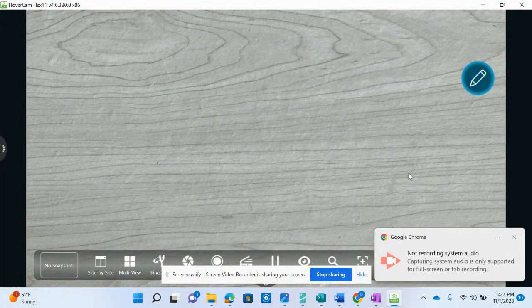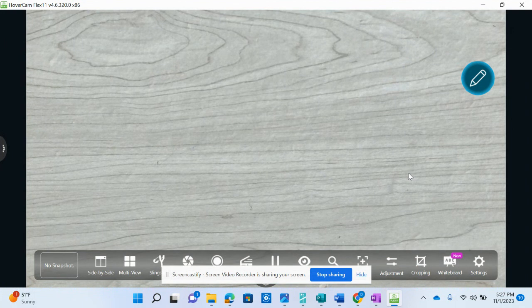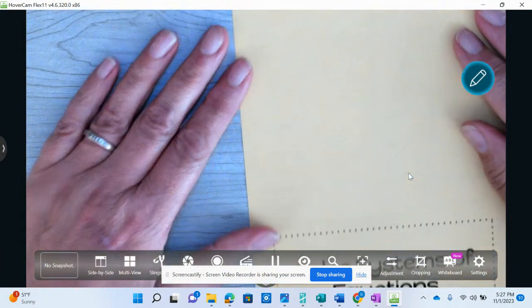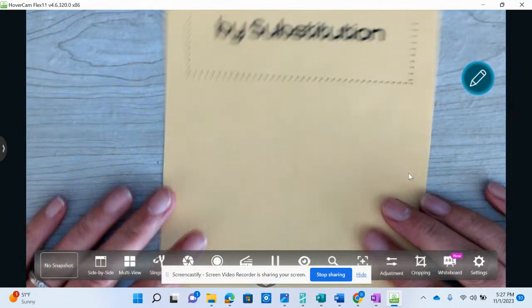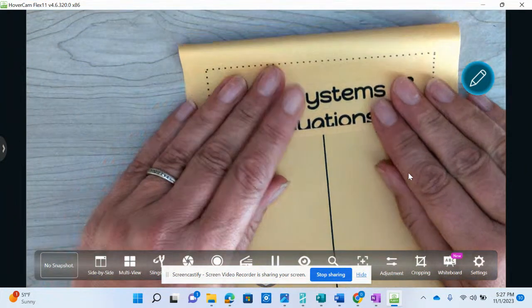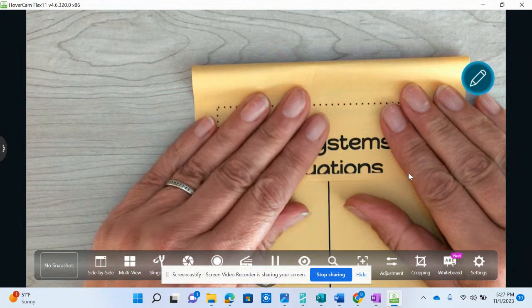Okay, our next journal, journal 4.2, is solving systems of equations by substitution. So your journal looks like this. It's this yellow piece of paper, and you're actually going to fold it.